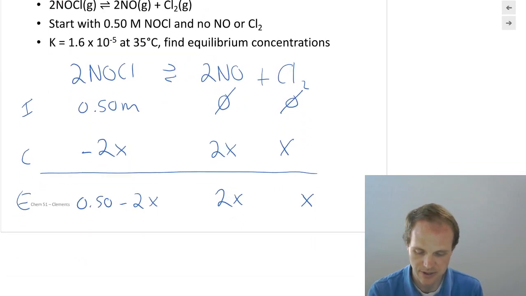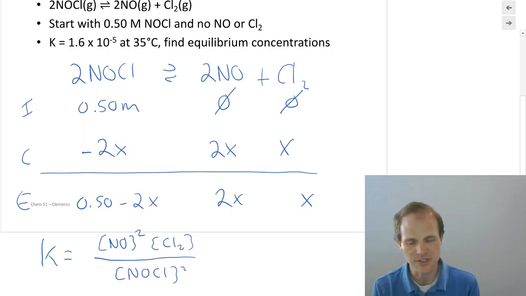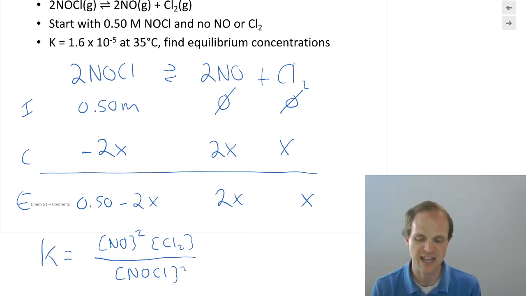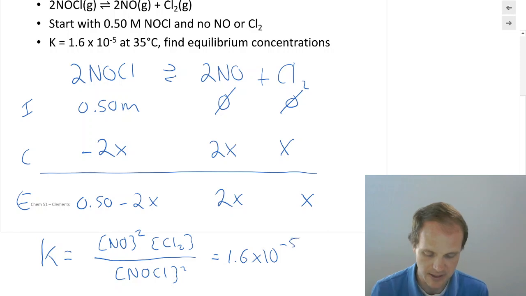We write our K expression. K is equal to the concentration of NO squared, the concentration of Cl2, over the concentration of NOCl squared. Always double check that you've done your superscripts properly, the squarings and things like that. One of the most common mistakes in these types of problems is to forget to put a square, just one of them. It's not common to forget all of them. It's common just to forget one because you're not paying attention. You forgot the square on the NO, or you forgot the square on the NOCl. So it's something really important to pay attention to. And that is equal to 1.6 times 10 to the minus fifth.